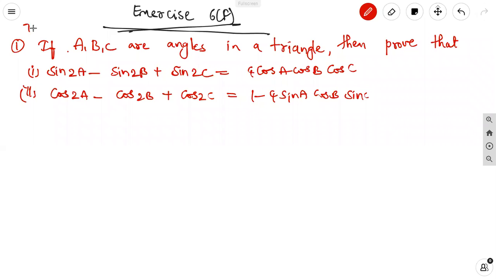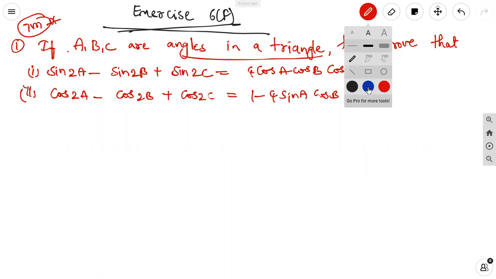It is a 7 marks question. They will give it in the 7 marks. If A, B, C are angles in a triangle, then prove that: the first one is sin 2A minus sin 2B plus sin 2C equal to 4 cos A cos B cos C. Second one: cos 2A minus cos 2B plus cos 2C equal to 1 minus 4 sin A cos B sin C.